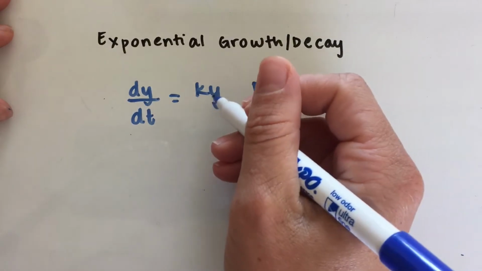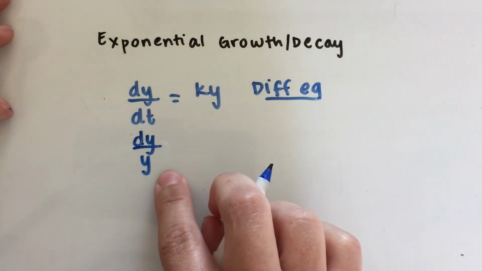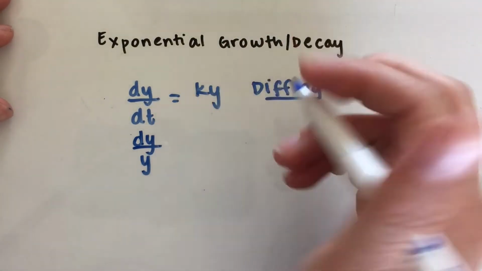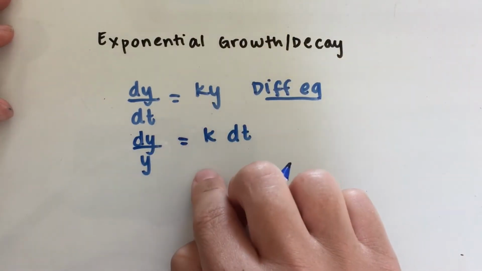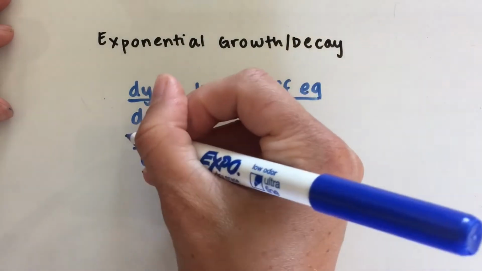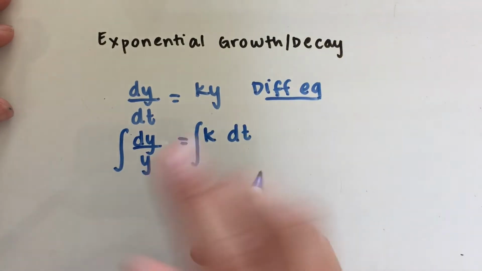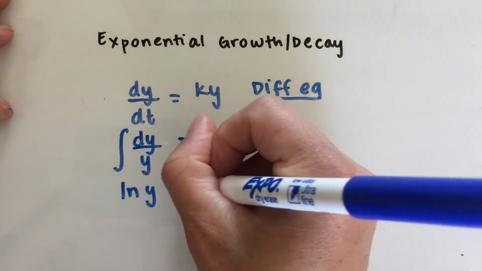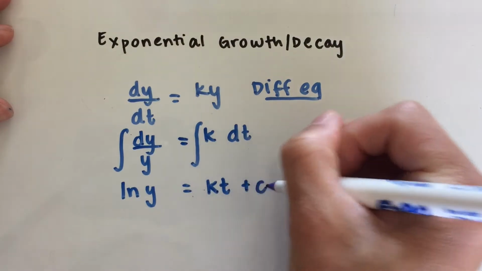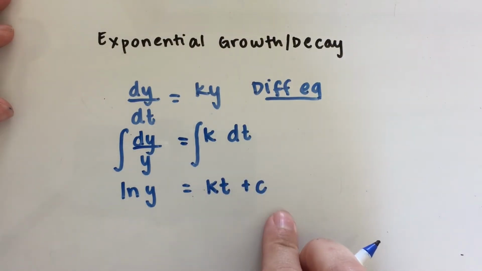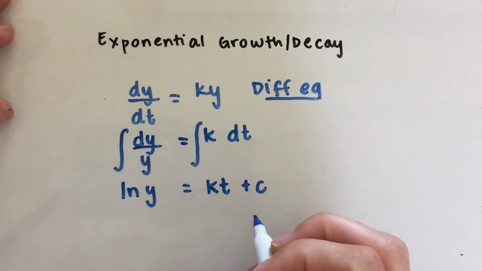So here we can multiply top and bottom by y to get the y's on the same side, and then multiply top and bottom by dt. So I just cross multiplied these terms, and now I can integrate these two. And the integral of 1 over y is ln y. And the integral of k dt is kt plus c. And I only need the constant on one side here. And now I'm going to take the exponential of each side.